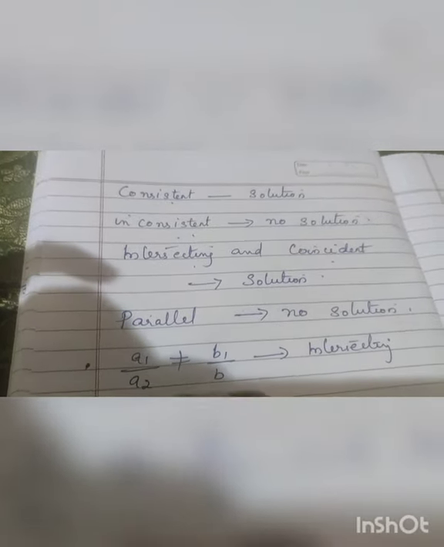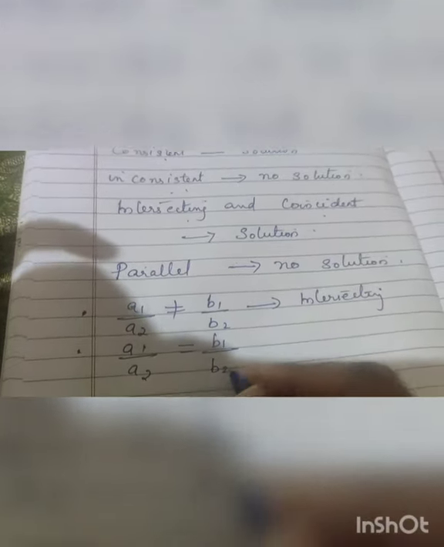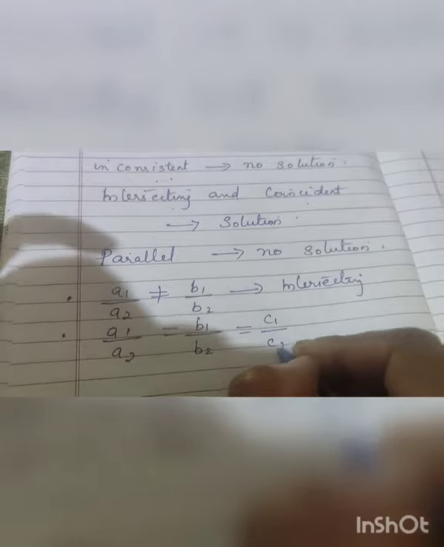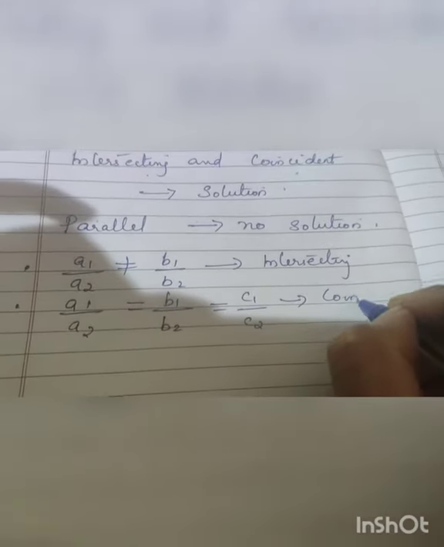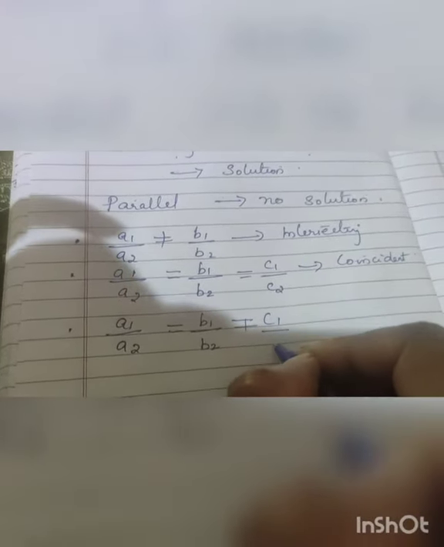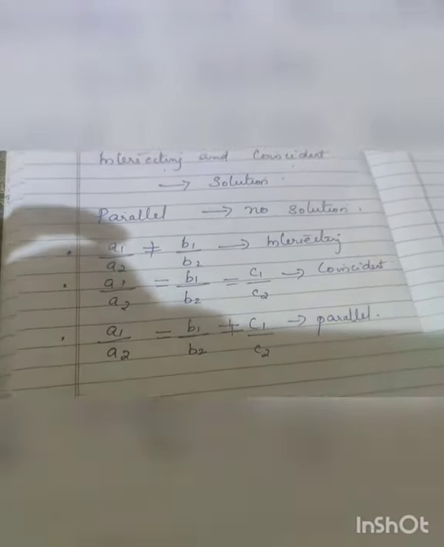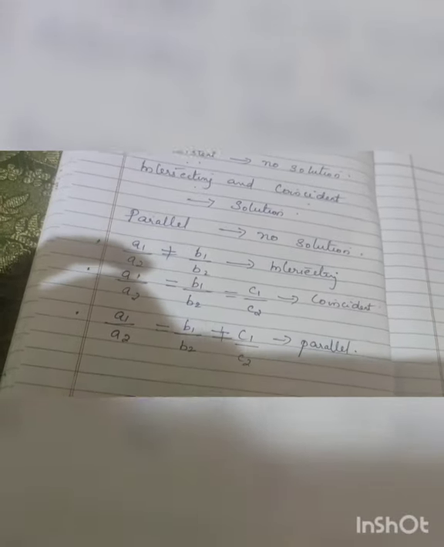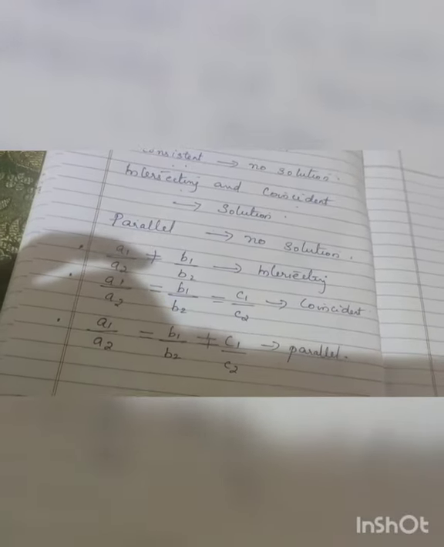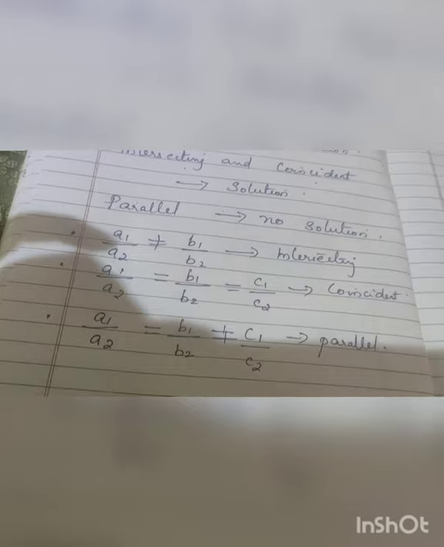Second condition, if a1 by a2 is equal to b1 by b2 is equal to c1 by c2, then it is coincident. Third one, if a1 by a2 is equal to b1 by b2 not equal to c1 by c2, then it is parallel. Now by comparing the ratios, we can prove whether the given equations are consistent or inconsistent.